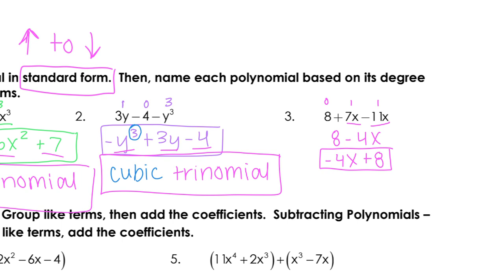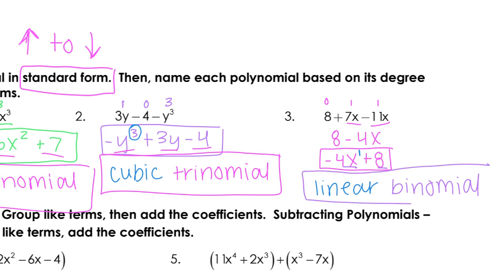And then naming it again based off of its degree, that's technically x to the first power. So this would be linear. And then we have 2 terms here, negative 4x and 8 would make this a binomial. So then our official name for this polynomial would be a linear binomial.